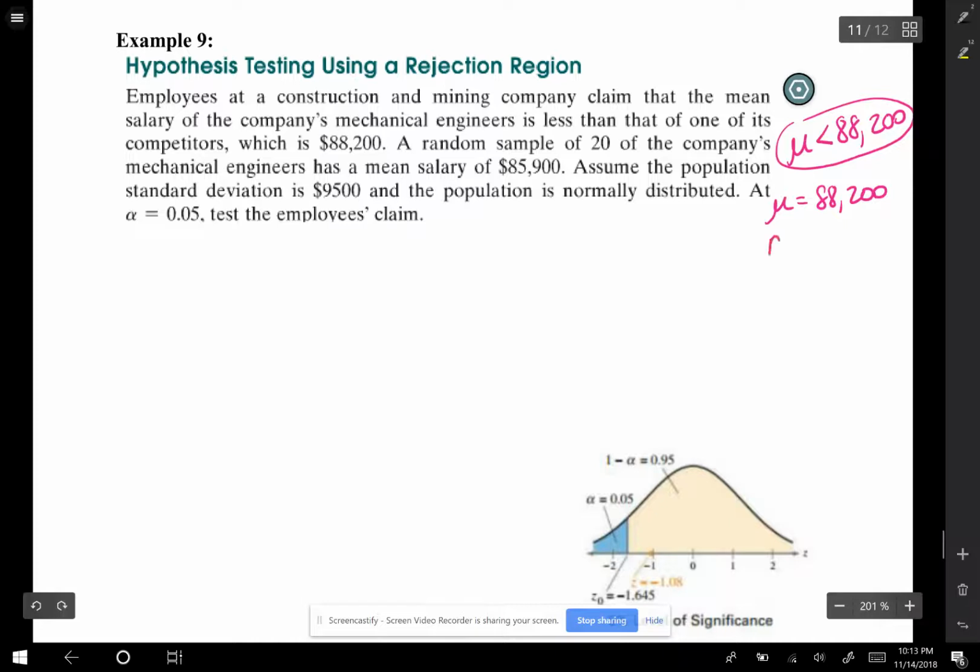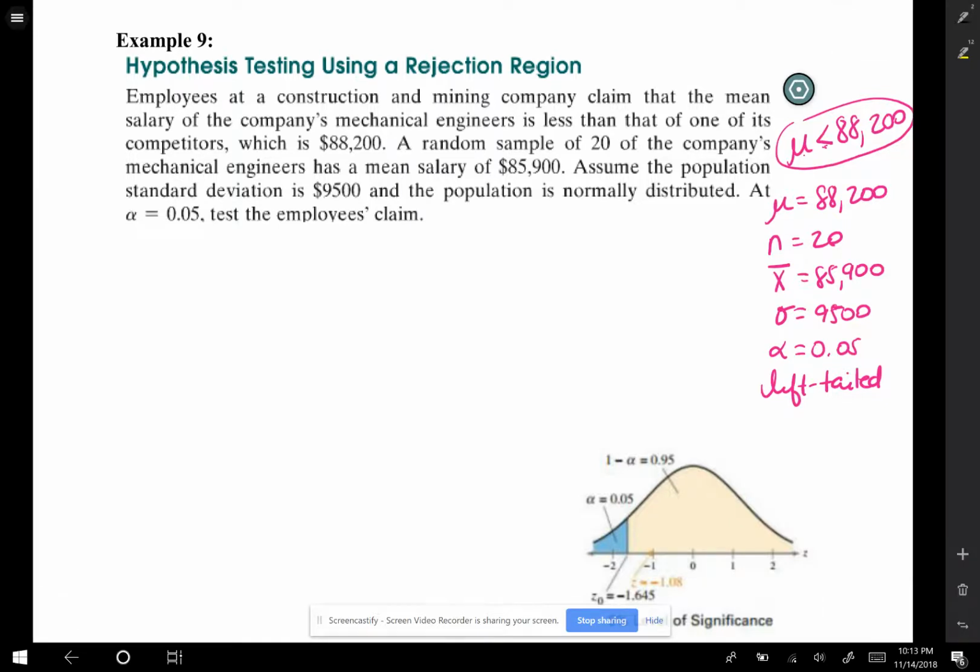We did a random sample of 20, so n equals 20. The mean salary of the sample is equal to 85,900. Assume the population standard deviation is 9,500, and the population is normally distributed. And then our level of significance is 0.05. So we have all of that. Now notice that it said that the mean is less than. Less than represents left. So this is going to be a left-tailed test. And of course you can see that here in the picture.